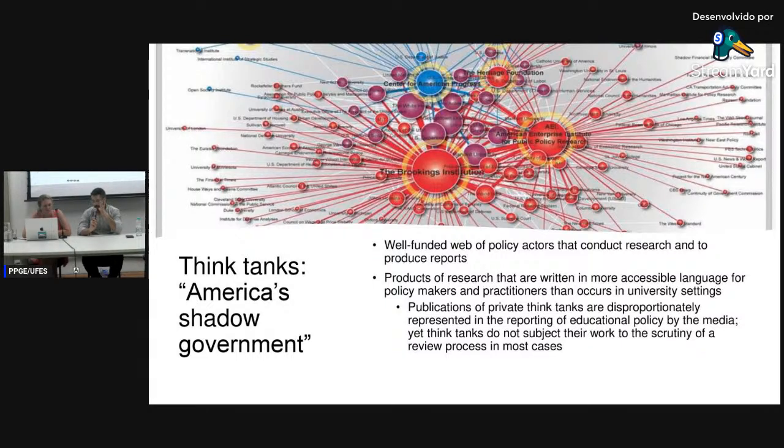A think tank da direita, da esquerda. Okay. Go higher. Yeah. There we go. Center of American Progress, Centro para o Progresso dos Estados Unidos, né?